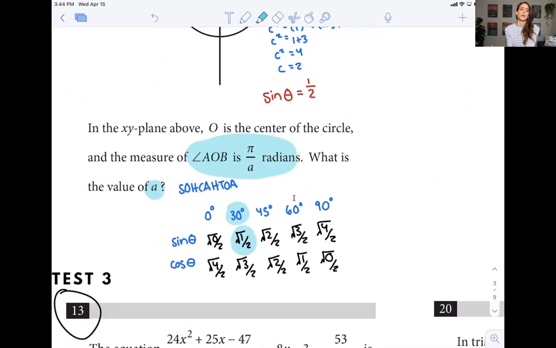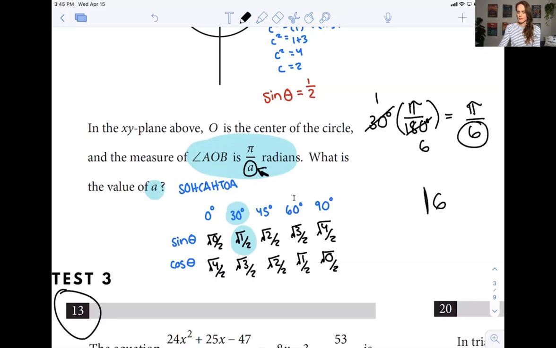So if you don't have it memorized that 30 degrees is pi over 6, they give you at the beginning of every single math section that 2 pi radians equals 360 degrees. So that means that pi radians equals 180 degrees if you just take half of the numerator and half of the denominator. So I can say 30 degrees times pi over 180 degrees, divide both sides by 30, and that would give me 6 in the denominator, and I have pi over 6. And they asked for a, right, which is our denominator, so our final answer is just 6.